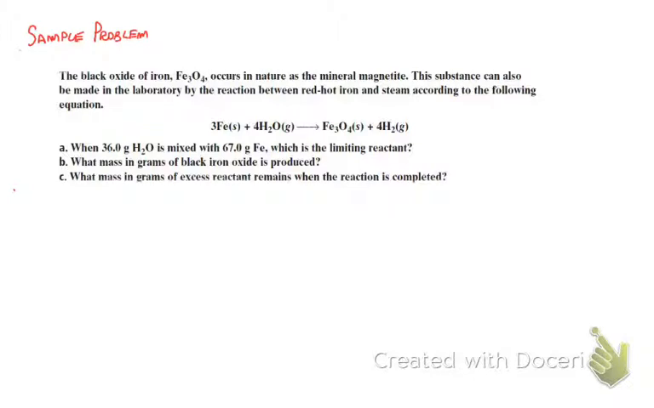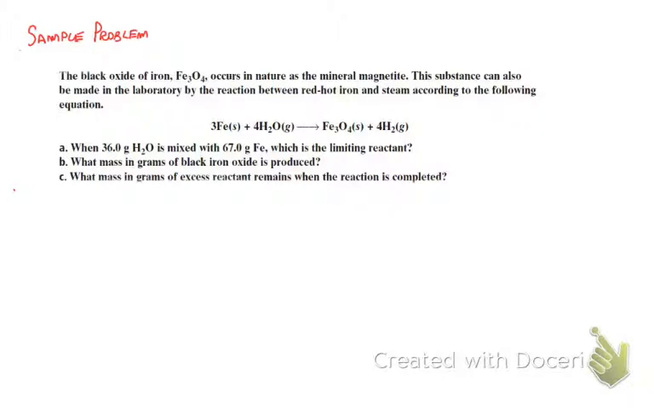Sample problem says the black oxide of iron, Fe3O4, occurs in nature as the mineral magnetite. This substance can also be made in the laboratory by the reaction between red-hot iron and steam, according to the following equation. If I have 3 moles of solid iron and I react it with 4 moles of gaseous steam water, it's going to yield our black oxide, the Fe3O4, as a solid, and it's also going to release hydrogen gas. It's going to produce 1 mole of the solid black oxide and 4 moles of the hydrogen gas.